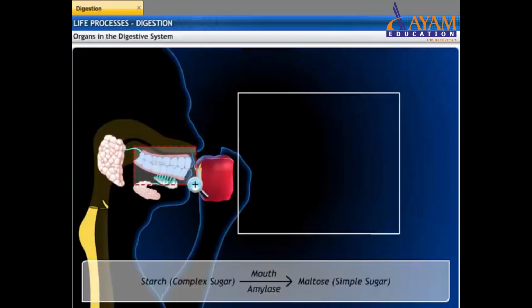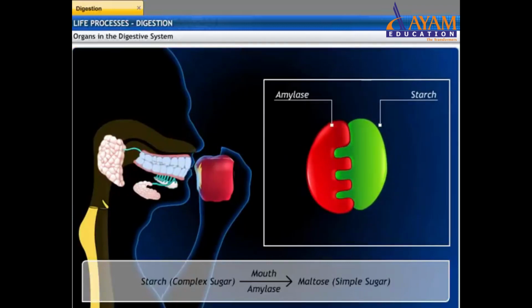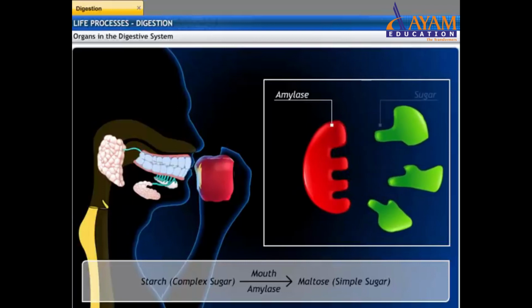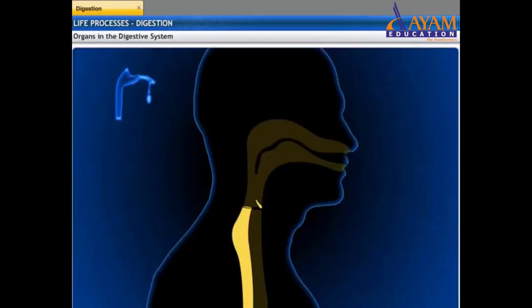Amylase, a digestive enzyme contained in the saliva, breaks down the starch present in the food into simpler sugar. When you swallow food, it moves down into the throat or pharynx. The epiglottis, which is a flap-like structure, closes the windpipe when you swallow, so that you don't choke on your food.